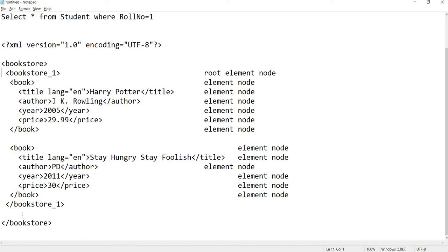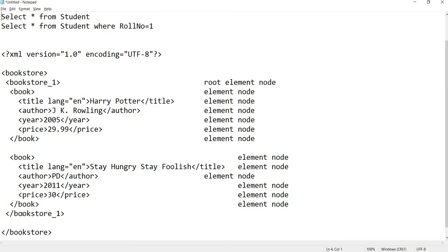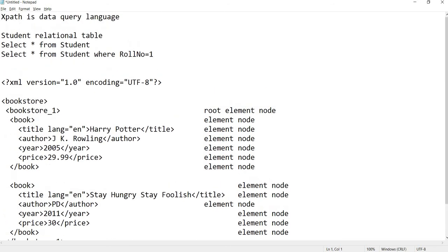So it has a structure to follow. It's not like a text document where we don't follow any open, close, and proper structure. So XML and HTML are structured documents, right? XPath is a query language, a data query language, to retrieve data from such structured documents, structured databases.